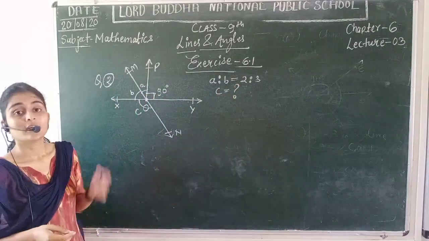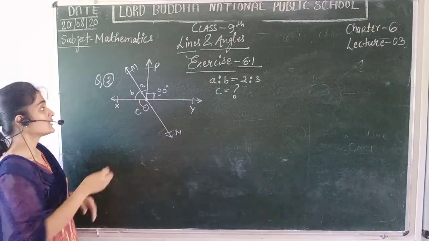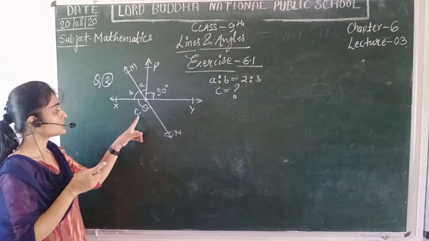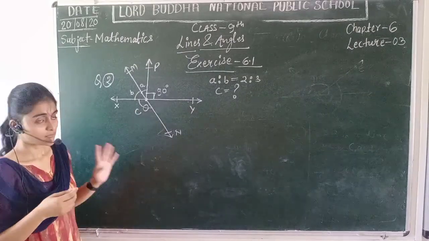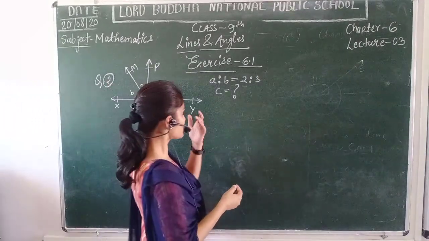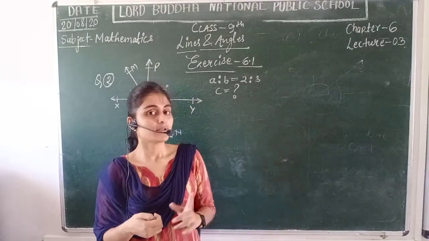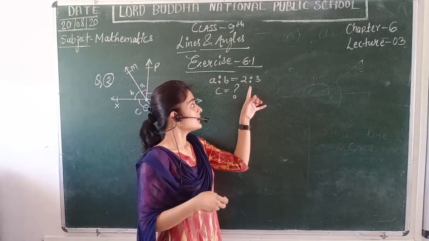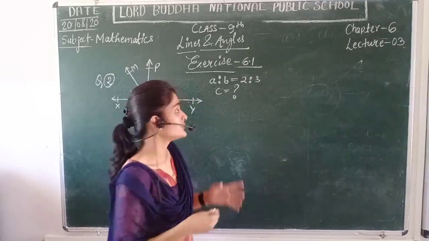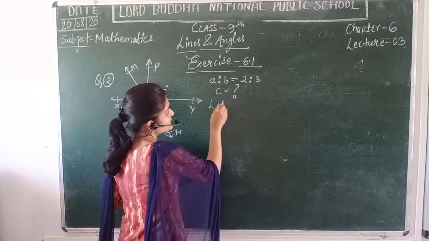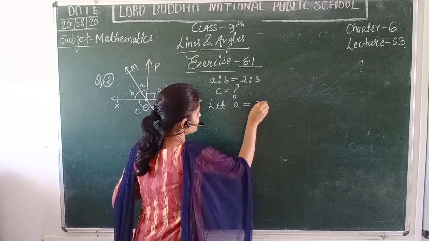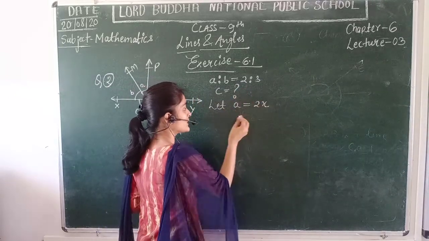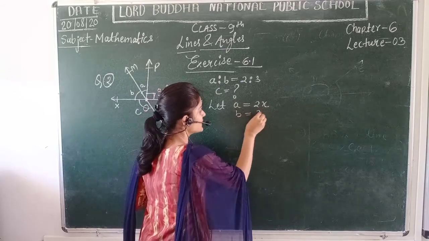You have to find the value of C in this particular question. So you need to know the ratio between A and B, and you need to find C. In my previous video, I discussed an example and told you that whenever there is a question of ratio, you just assume the values with any variable using the given ratio. So let A equal 2x degrees and B equal 3x degrees.